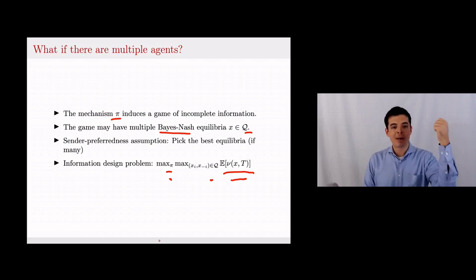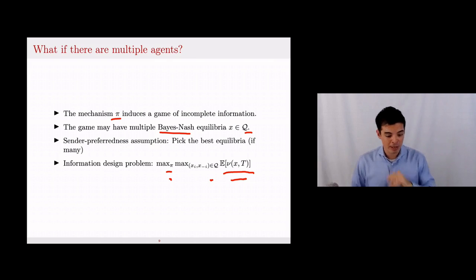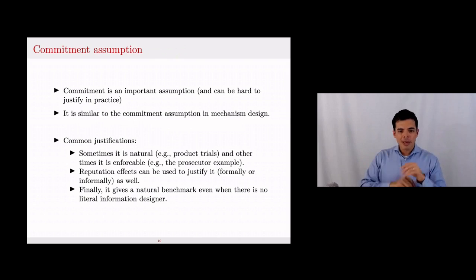Optimize over all pi, optimize over all mechanisms, and achieve the one that maximizes the expected payoff that the designer can guarantee. So this is the decision problem of the information designer. Let's go back to the commitment assumption.